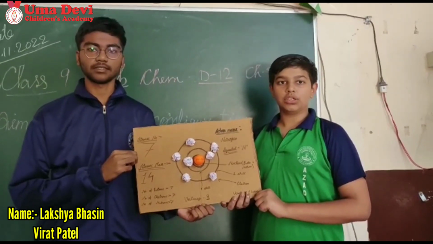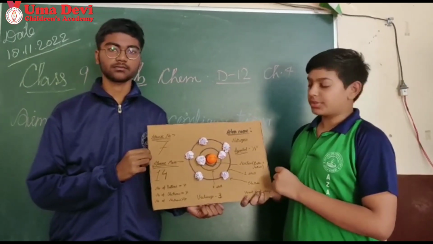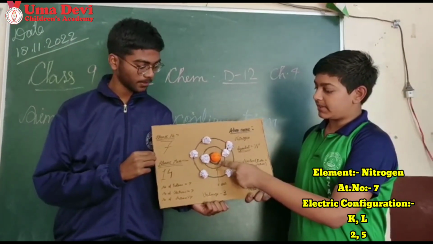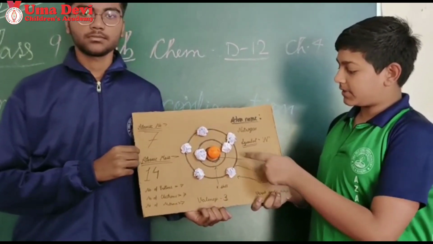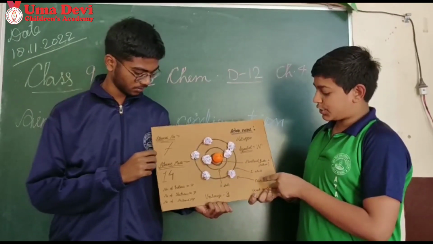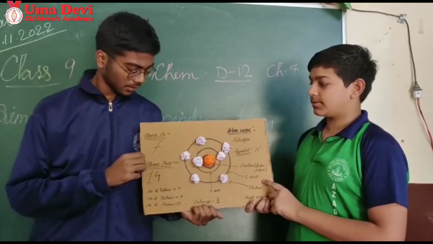And myself Virat. So today we have made the structure of atom of nitrogen. So the symbol of nitrogen is N, and this is our nucleus. It contains 7 electrons, 7 protons and 7 neutrons. It has K shell, and K shell contains 2 electrons. And the next shell is L shell. L shell contains 5 electrons.